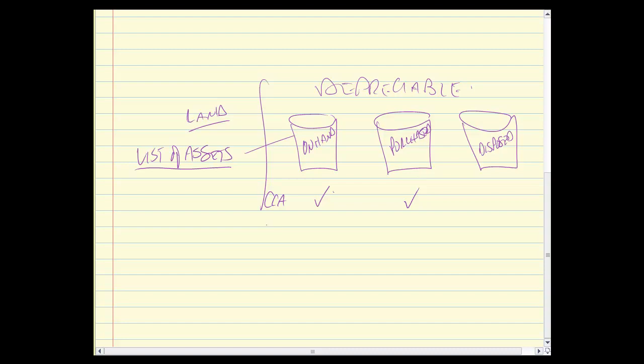Which of these could possibly have generated taxable capital gains? Alan. The disposed only. Which of these could have possibly triggered recapture or terminal loss? Disposed. Right?